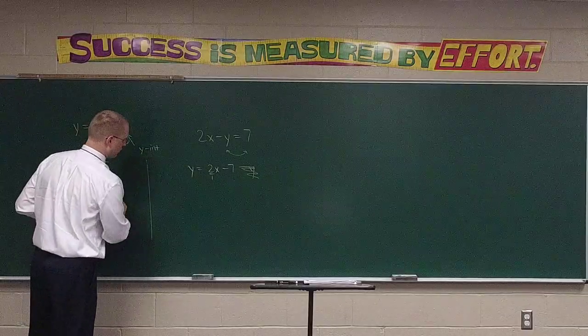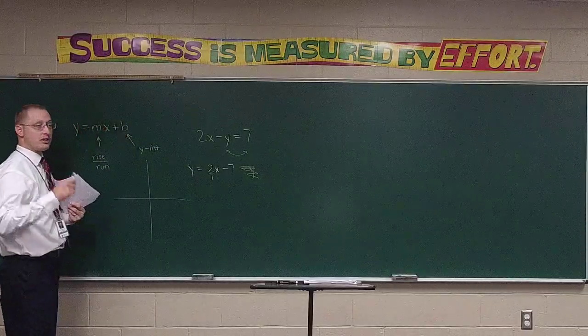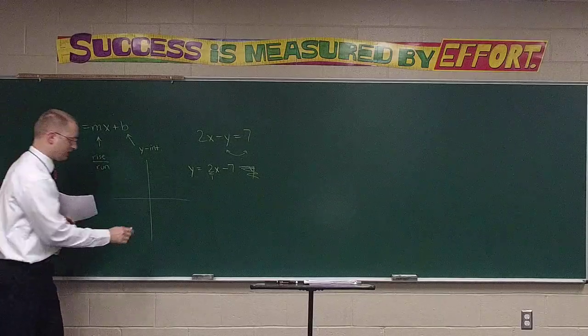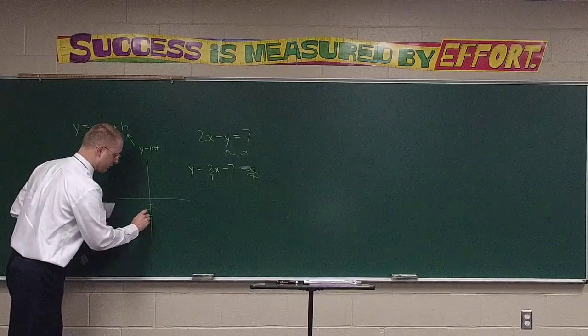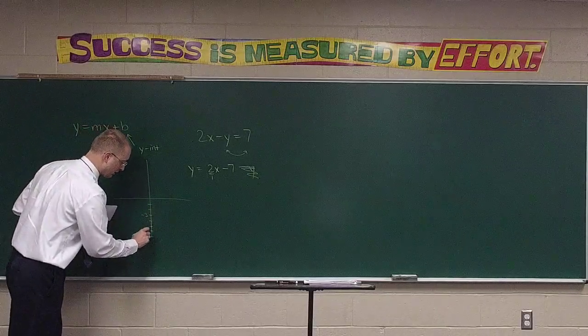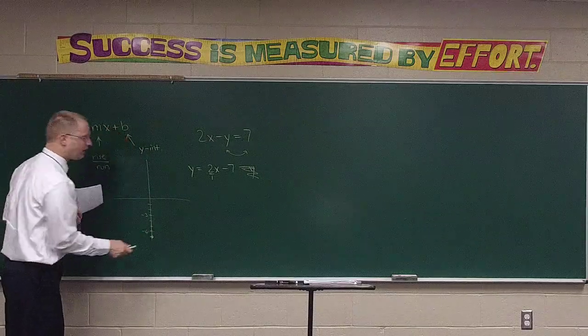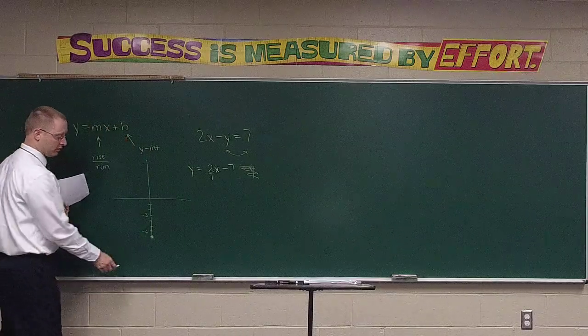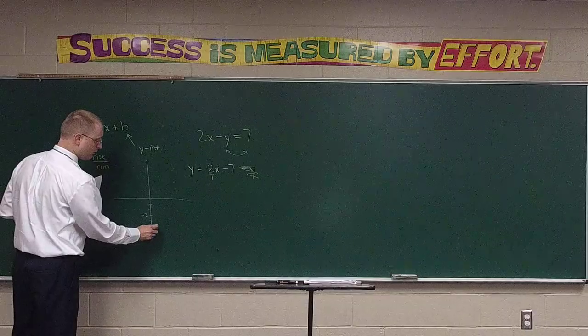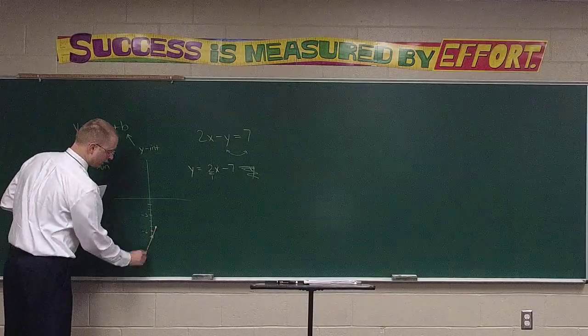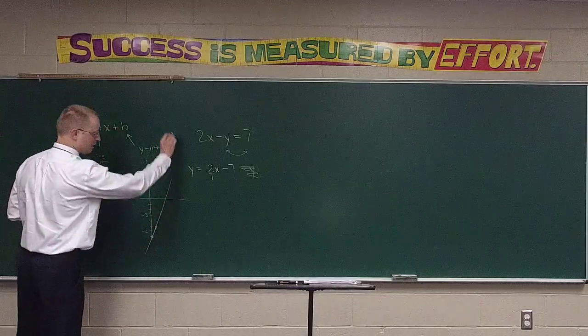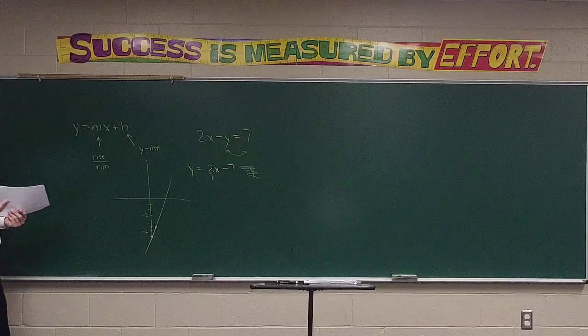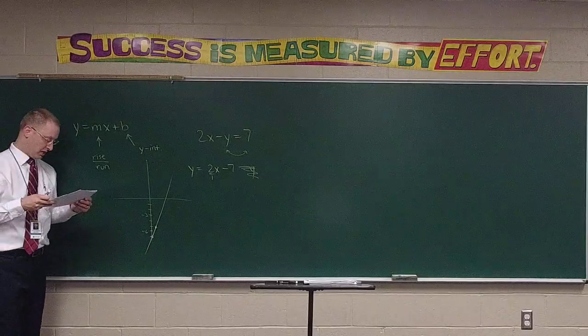So remember, for actual graphing, we start by plotting the y-intercept. So we'd start at the negative 7. And then from there, class, we would rise 2 and run forward 1. And we just use our straight edge to connect the dots. I would recommend having a straight edge available for the exam.